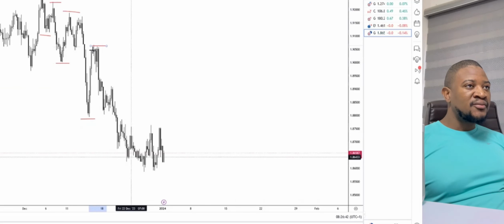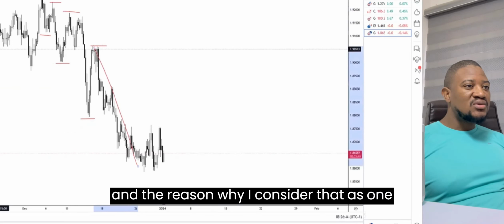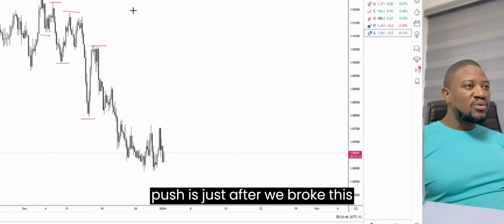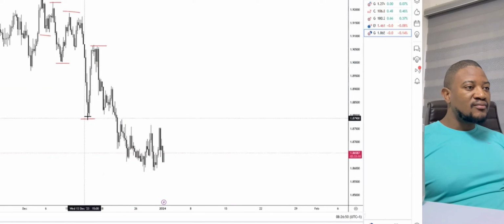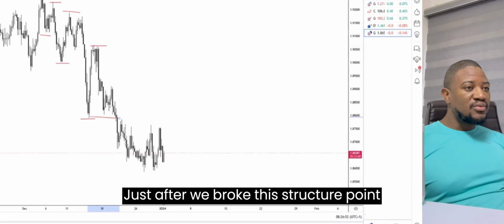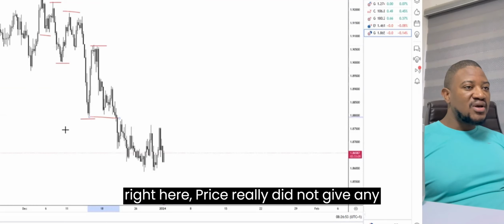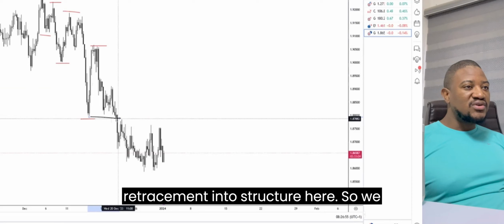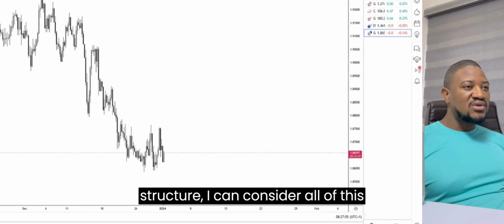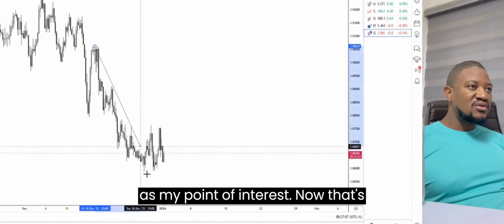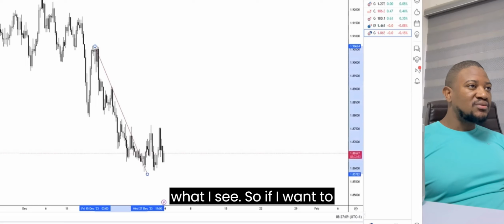I consider all of this as one push. And the reason why I consider that as one push is, just after we broke this structure point right here, price really did not give any retracement into structure here. So we just had all of this one push to the downside. So looking at my immediate structure, I can consider all of this as my point of interest. Now, that's what I see.